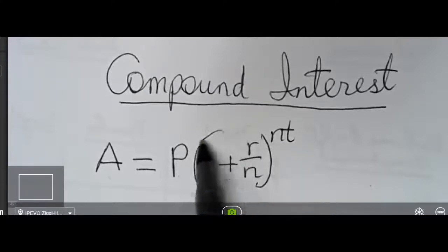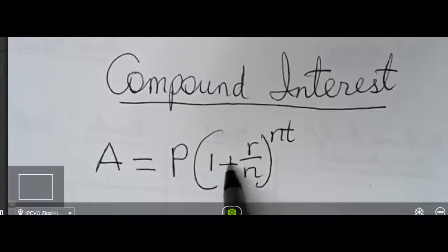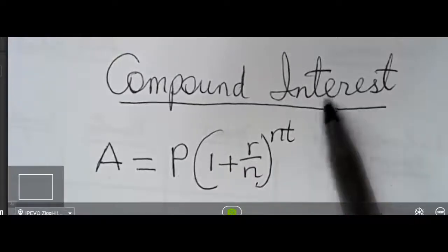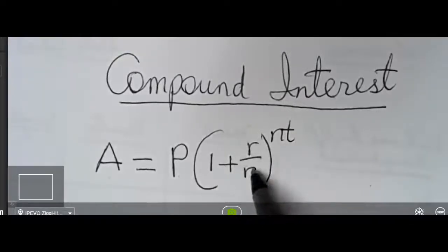So this is your growth or decay. If it is growth, it is plus. If it is decay, it is minus. But when you're compounding interest, it is always an increase. So that's why this remains plus.